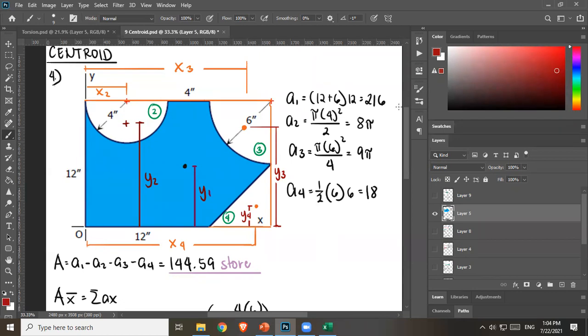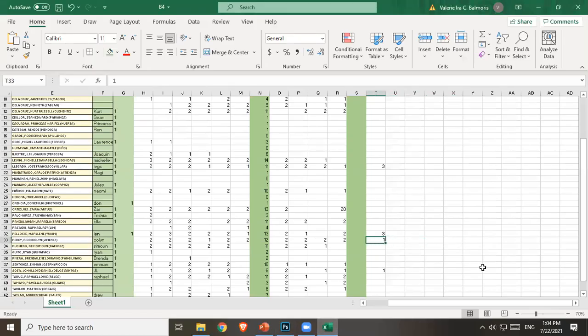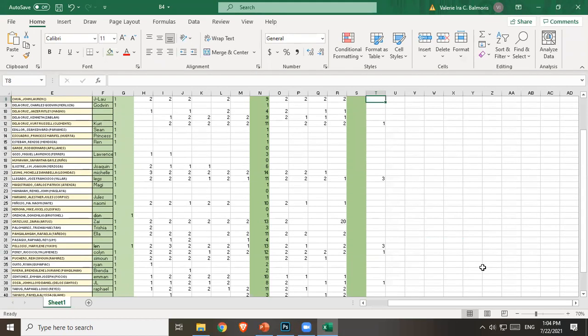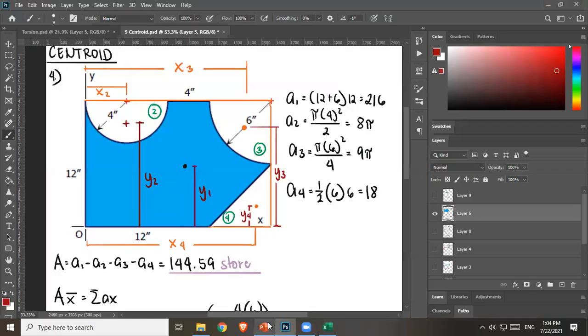Correct. Kurt and Lauren, so Chua and De La Cruz. It's 9. Correct, it's 9. Since this total length is 12 plus 6, right? So that's 18 divided by 2, since this is just a rectangle. So that's 9. Very good.